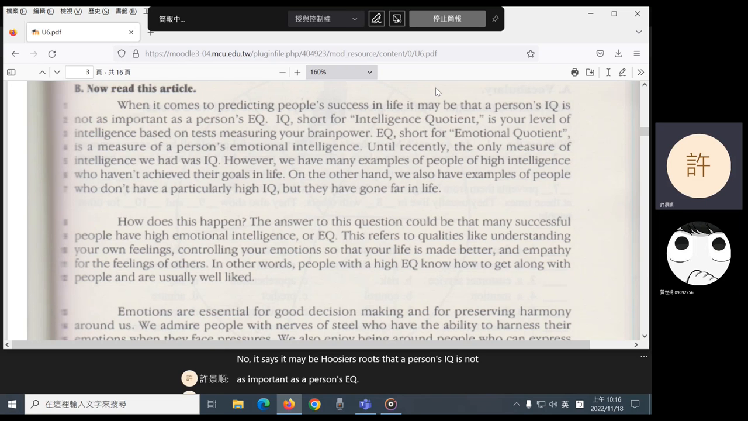The essay cannot say that this is a fact. It is only possible. If the essay says that this is a fact, then it needs to give us evidence for this fact. It needs to prove it. But we don't see that evidence. So it can only say it may be like this.